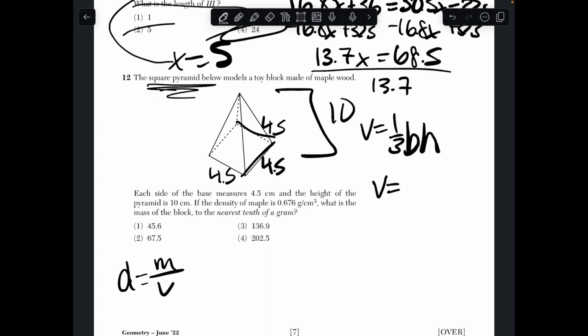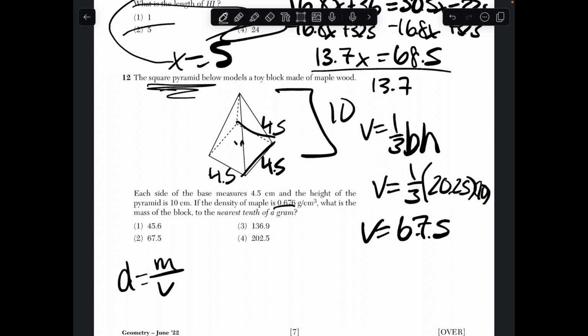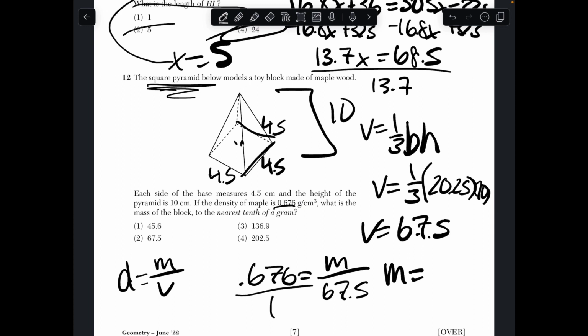So the volume would be 1/3 times the base. Now the base is the area. Okay, so 4.5 times 4.5. That would be 20.25 times the height, 10. This means the volume equals 67.5. So we already know the density. So the mass is unknown, and then 67.5. I like to cross multiply these, so this would mean M equals 45.63, and we see choice number 1.